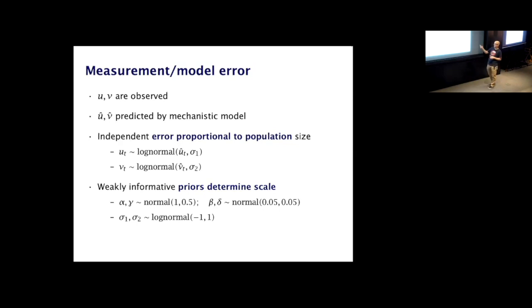And then we're going to take some weakly informative priors that simply determine the scale of the problem, right? The reason these are at different scales is the betas and deltas have the two populations multiplied together, whereas the alpha and gamma parameters are just straight up parameters. So they wind up being on different scales in the prior.